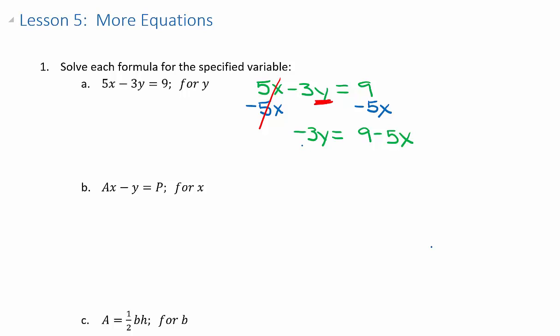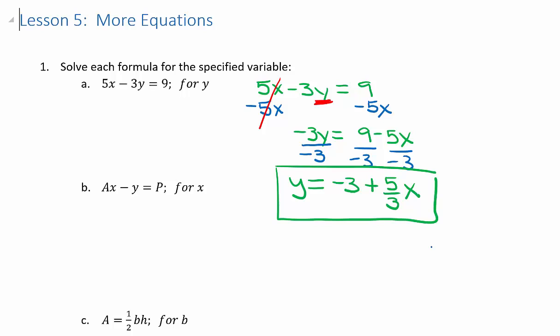And then to finish, I want to get rid of that negative 3. It's being multiplied by the y, and so I'm going to divide everything by negative 3. 9 divided by negative 3 is negative 3. Negative 5 divided by negative 3 is going to become a positive 5/3, and then we still have that x. And that's my final answer. I can't go any further with this. I don't have any like terms to combine. I have taken this formula and solved it for y.